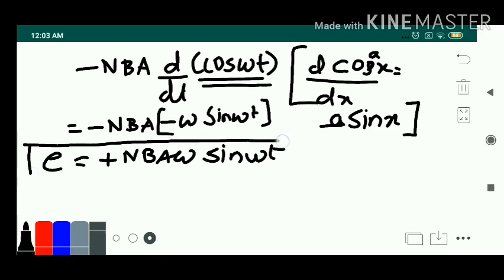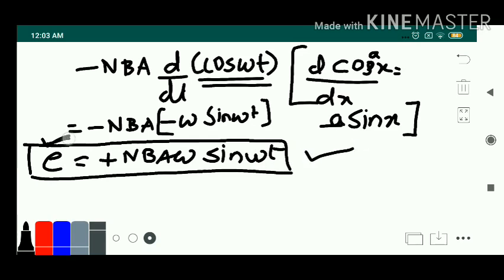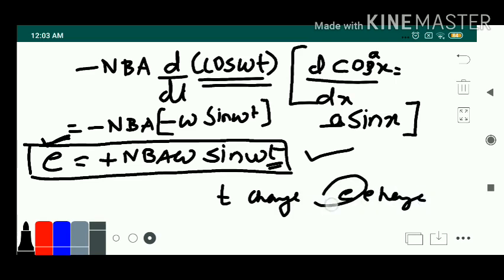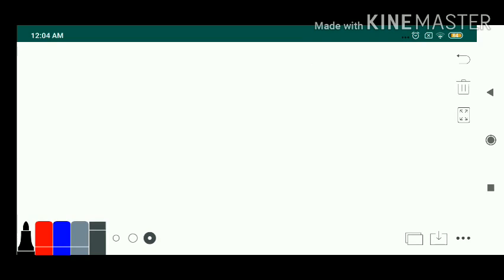This EMF expression is very important. See, as you can say, this EMF E depends upon time, right? As the time changes, EMF also changes, right? It is not constant. So in the case of a coil which is rotating, EMF is never constant. It changes with time. This much is clear. I hope you understood this much portion. Right. Now let's move on.